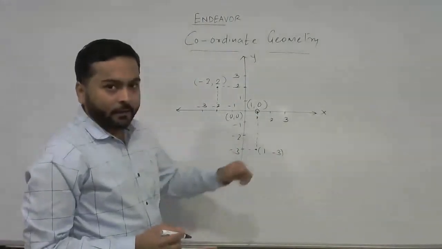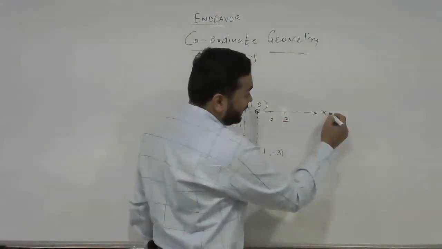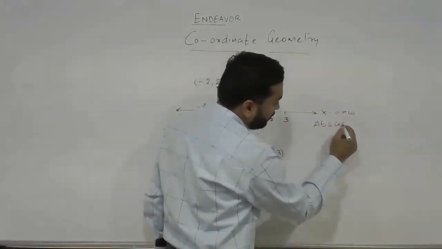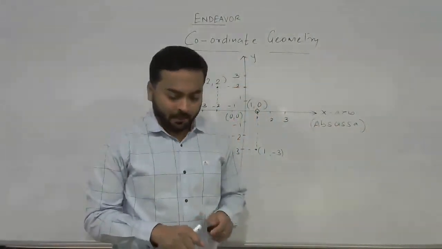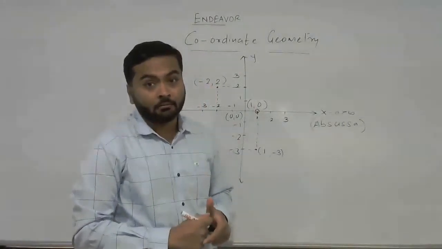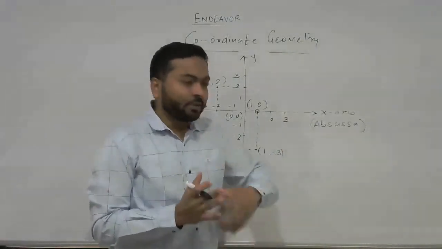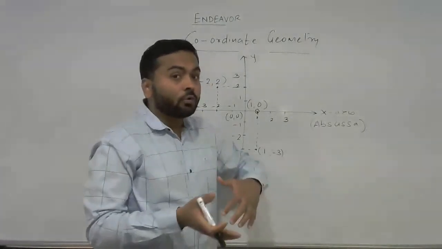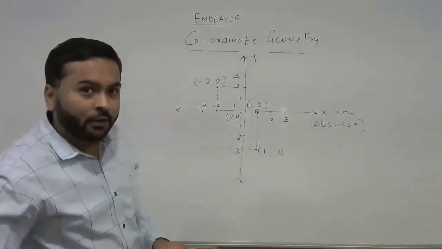Before we move ahead, it's very important to know that the x-axis is sometimes also called the abscissa. It's better you know this, because an examiner can very well say that the abscissa of this line is this. If you don't know what abscissa is, you will not be able to solve the question. Great, so let's move ahead.